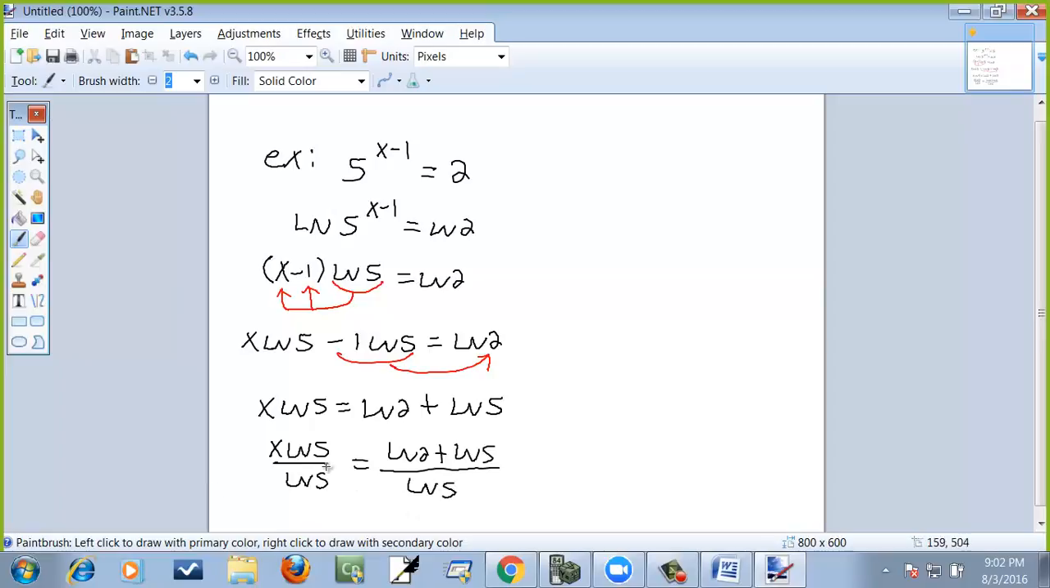Now when we do that, those natural log of 5 is going to cancel. And we got x is equal to natural log of 2 plus natural log of 5 over natural log of 5. Those natural log of 5s cannot cancel, in case you're wondering. It's because of the plus in there that messes it up. So that would be our answer, or you could plug it in your calculator to get the decimal approximation.